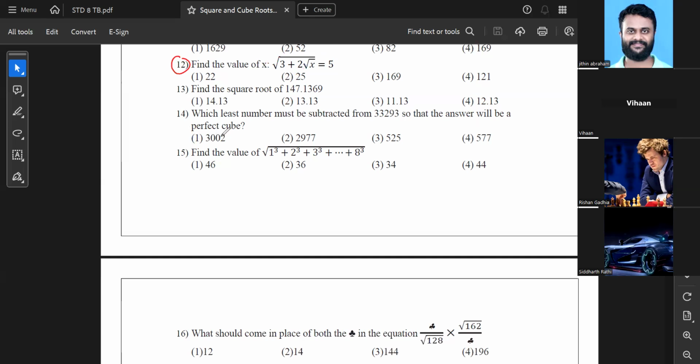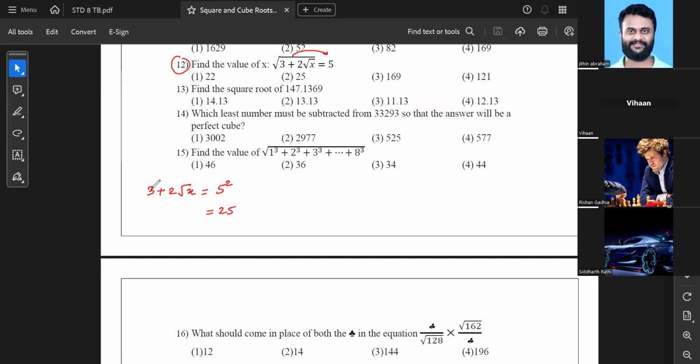You cannot send everyone together. You will have to send them one by one. So let's send them one by one. So first of all, I'll send the square root to the other side. When I send the square root to the other side, my number becomes 3 plus 2 root x on the left hand side, and the right hand side becomes 5 ka square, that is 25.